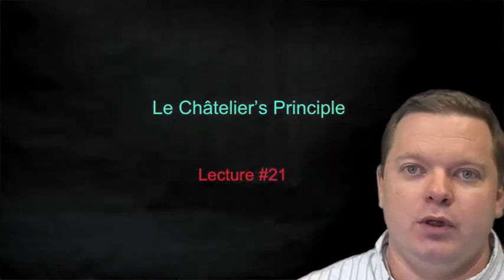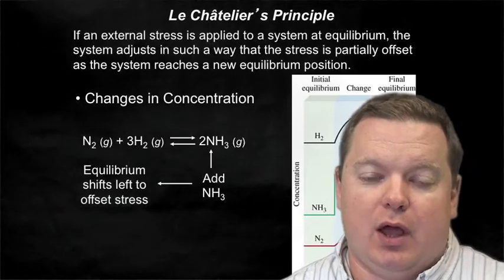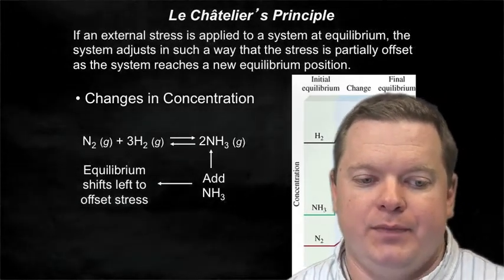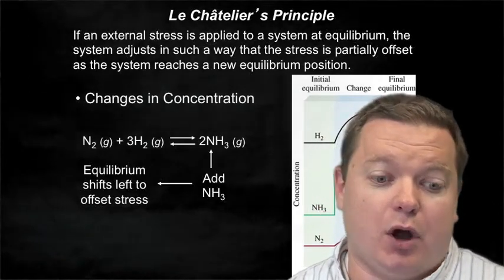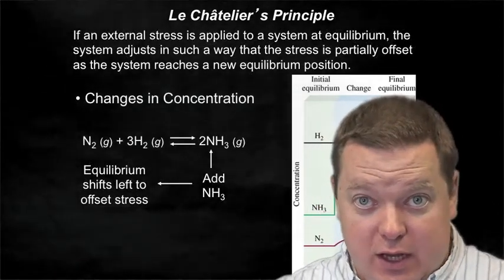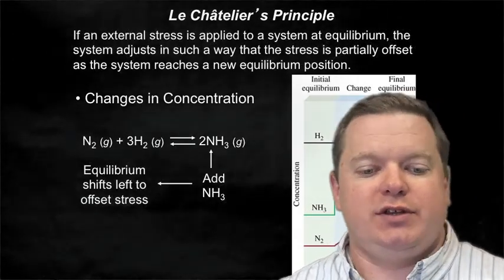So this principle states that if an external stress is applied to a system at equilibrium, the system will adjust in such a way that that stress is partially offset as the system reaches a new equilibrium position. So let's take an example of that.